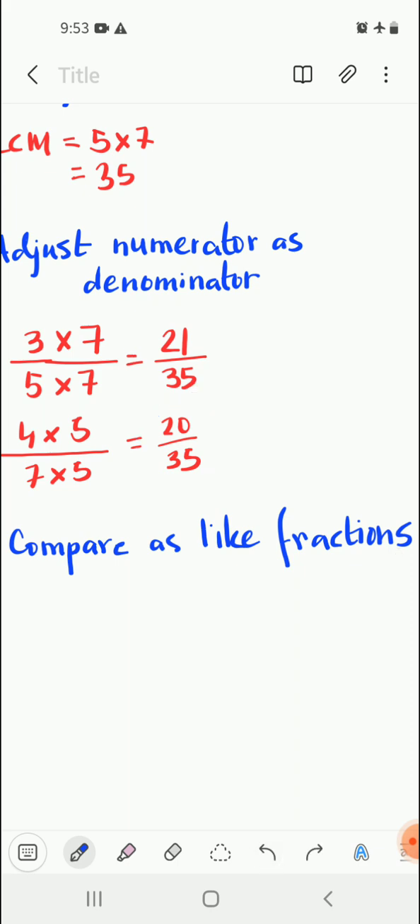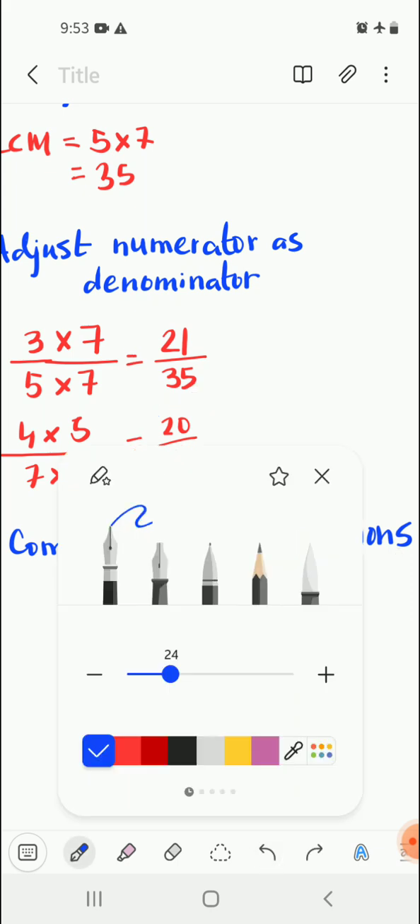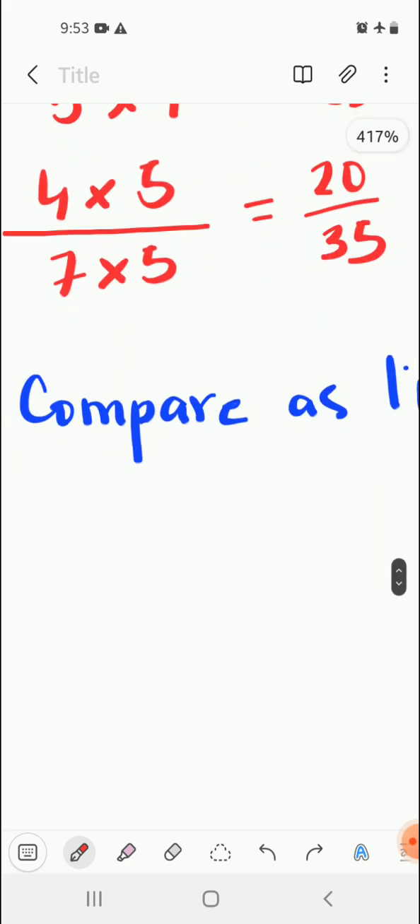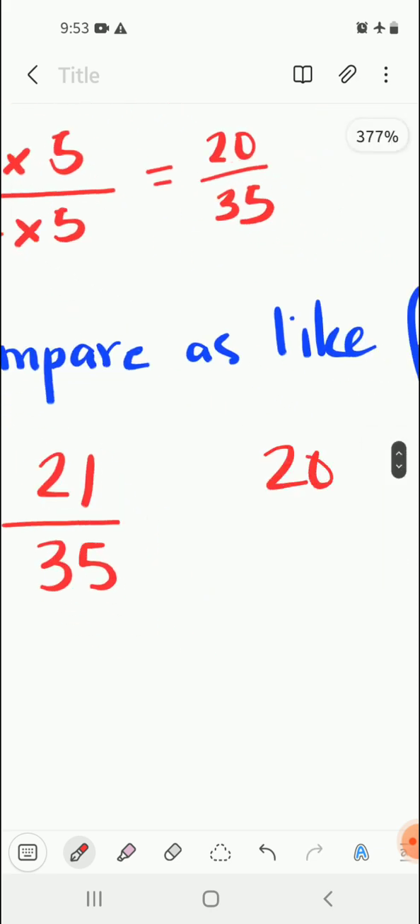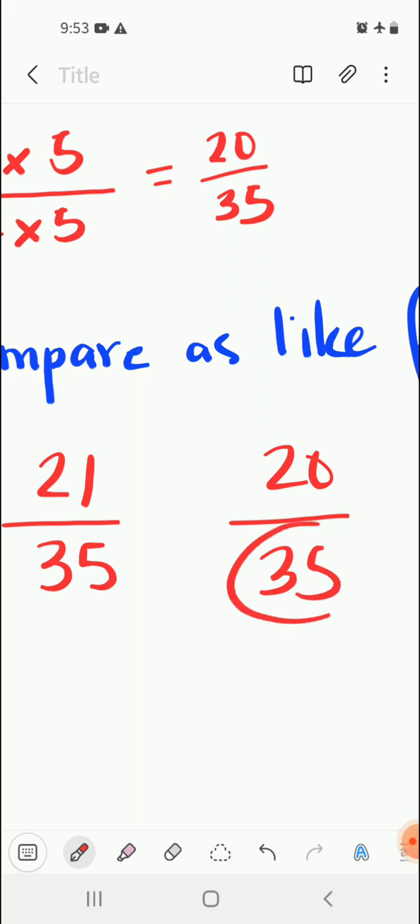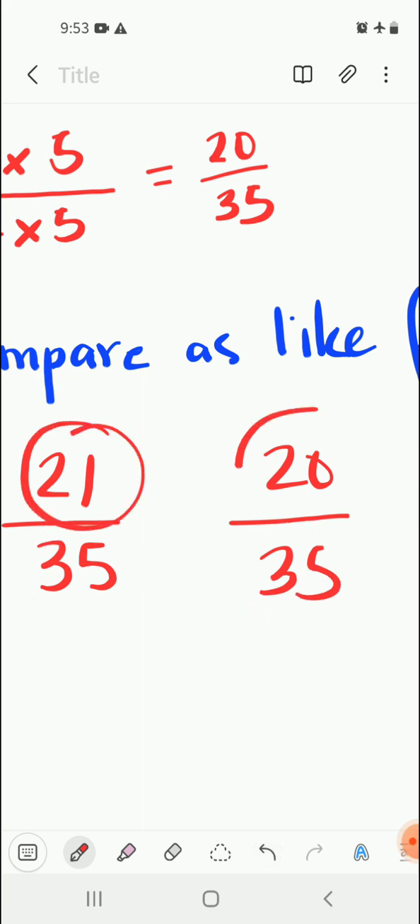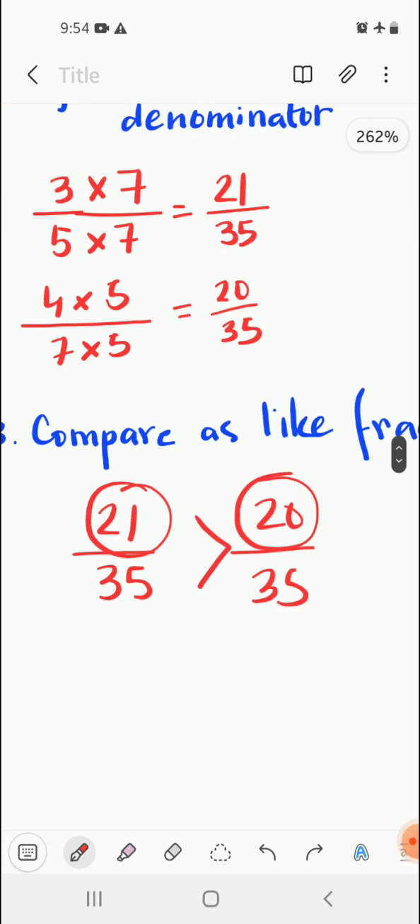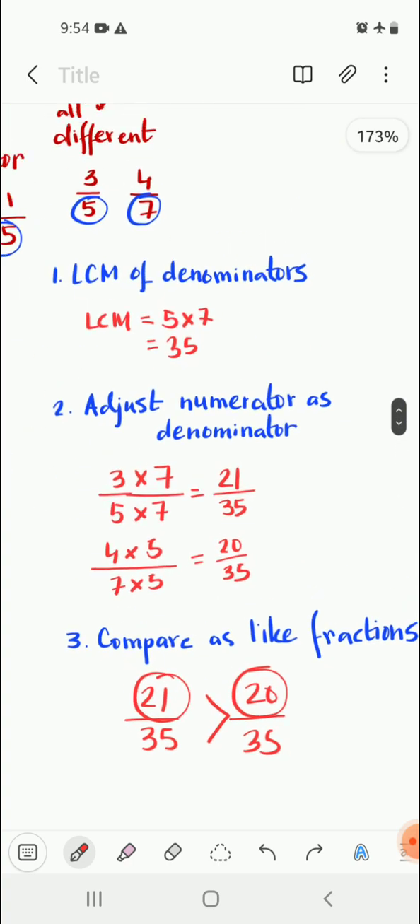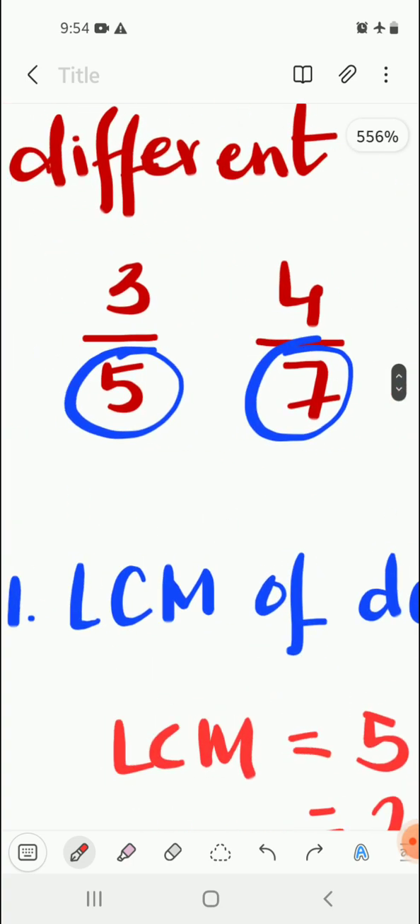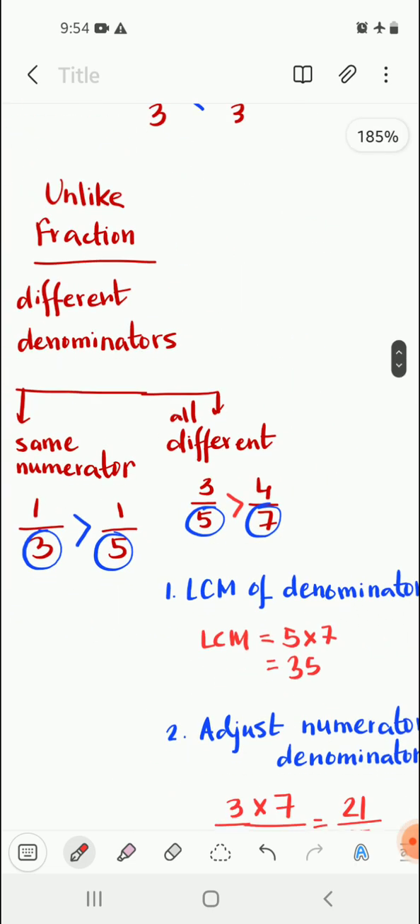Now we will treat it just the way we treat like fractions. Right now, 21 by 35 and 20 by 35. The denominators are the same, so they are both like fractions. We compare the numerators. The greater numerator is the greater fraction. Over here 21 is greater than 20, so 21 by 35 becomes the greater fraction. As per the question, we can say that 3 by 5 is greater than 4 by 7. So this is how we are going to compare.